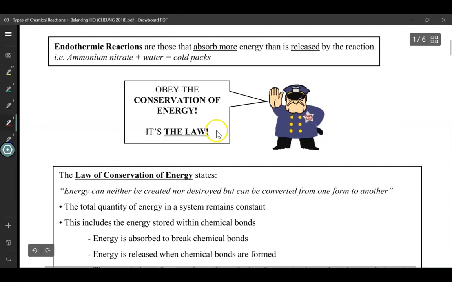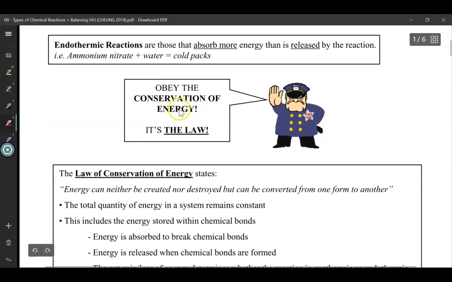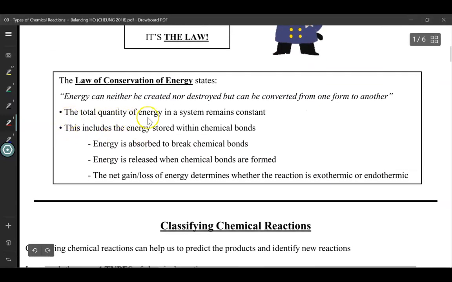Similar to the law of conservation of mass, the law of conservation of energy states that energy can neither be created nor destroyed, it can only be converted from one form to another. And so the total quantity of energy in a system remains constant and must be accounted for. This includes energy stored within chemical bonds.